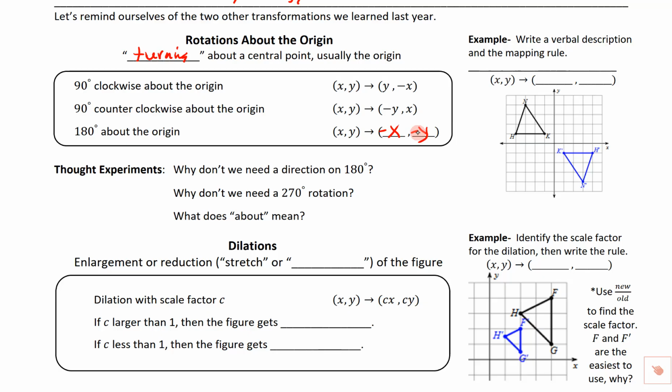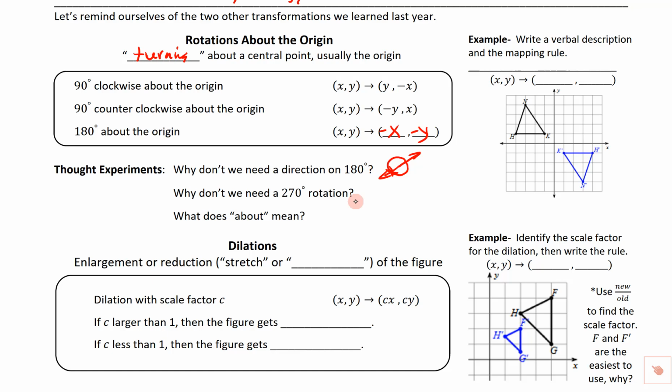So a couple of thought questions here, a little thought experiment. Why don't we need a direction on a 180 degree rotation? So we've got clockwise and counterclockwise on the 90s. Why not on the 180? Well, if you're pointed over here and you do a 180 degree rotation, so you're rotated over here, it doesn't matter whether you went in the clockwise direction or the counterclockwise direction, you're still going to end up 180 degrees, exactly opposite of the direction that you were originally pointed.